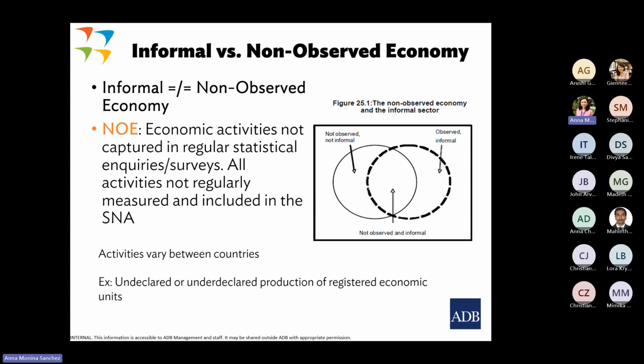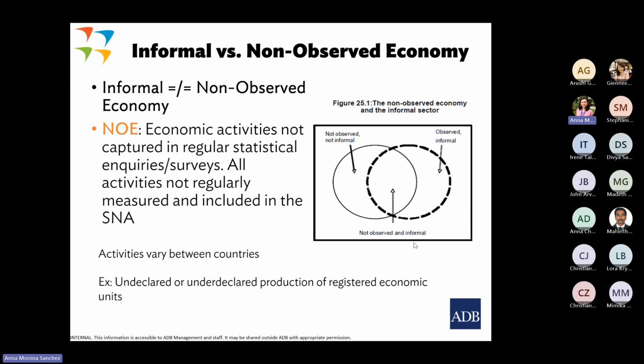Okay? So the non-observed economy, or NOE, includes economic activities that, for various reasons, are not captured in regular statistical inquiries. It's a pragmatic term that describes activities that are not regularly measured and included in the SNA. Therefore, the types of activities under this may vary between countries or economies. It is used more in the context of achieving exhaustive, or complete, or comprehensive statistics.